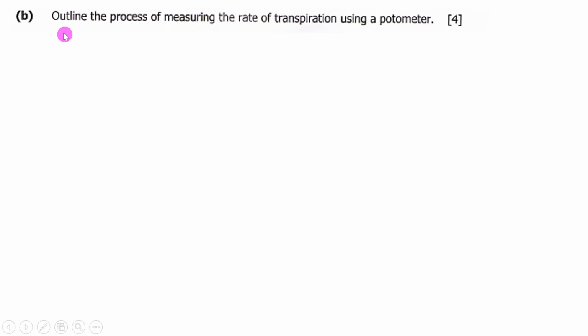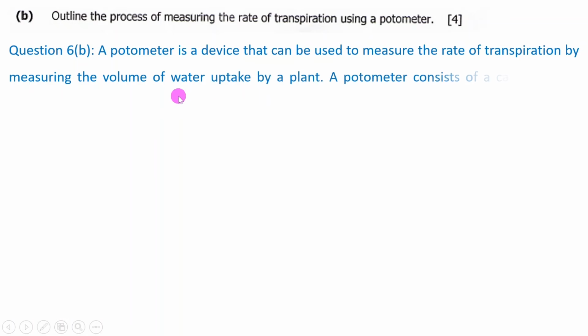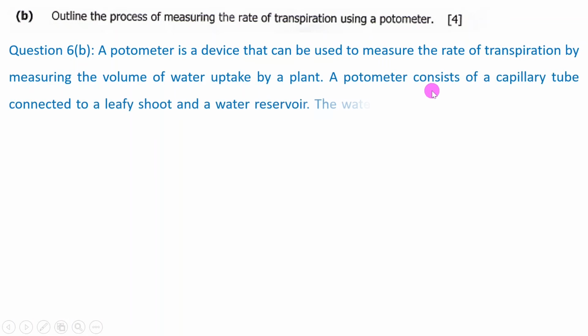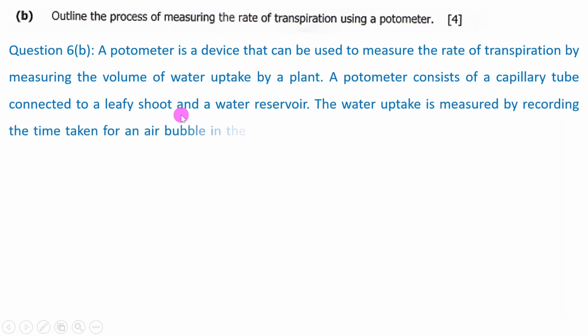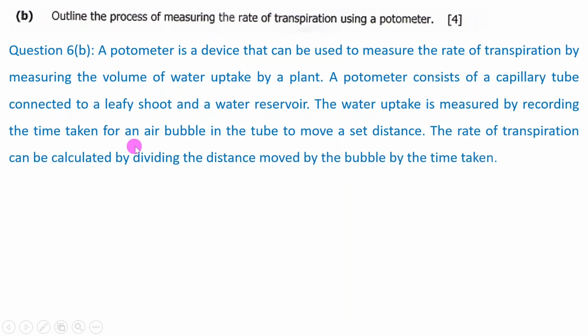Then we go to part B. Part B, they are saying outline the process of measuring the rate of transpiration using a potometer. Here we are saying question 6b. A potometer is a device that can be used to measure the rate of transpiration by measuring the volume of water uptake by a plant. A potometer consists of a capillary tube connected to a leaf shoot and a water reservoir. The water uptake is measured by recording the time taken for an air bubble in the tube to move a set distance. The rate of transpiration can be calculated by dividing the distance moved by the bubble by the time taken. So this is how you answer this question. You can read this passage here to understand how straightforward the answers are.